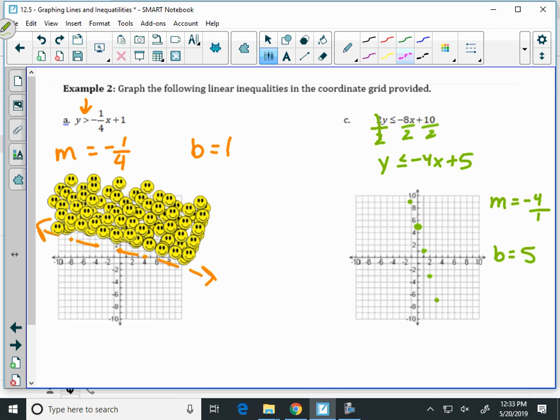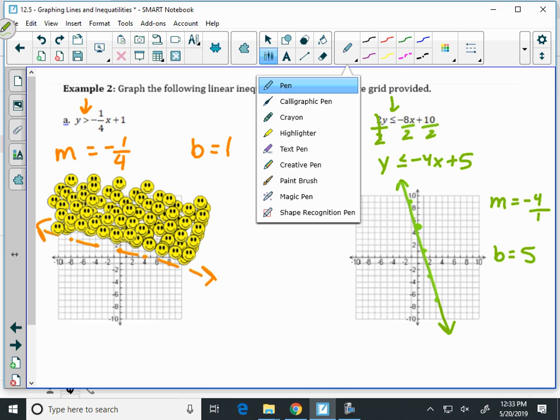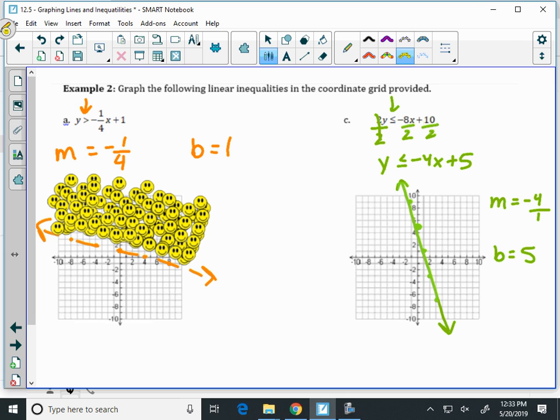What type of line are we going to connect these with? Solid. So there's a line underneath our inequality, so it's a solid line. And then I'm going to shade above or below. Below. Why are we shading below or down? Because it's less than. It's opening away from the y.